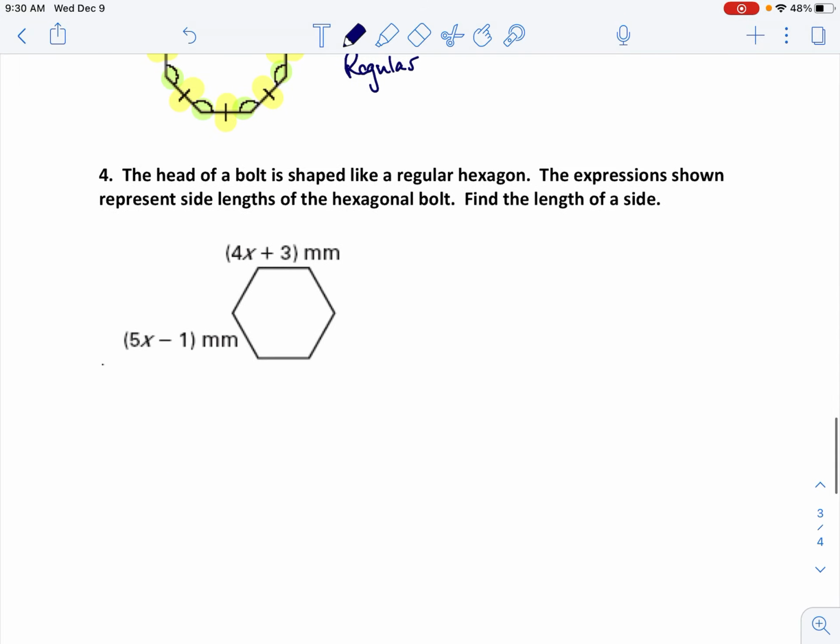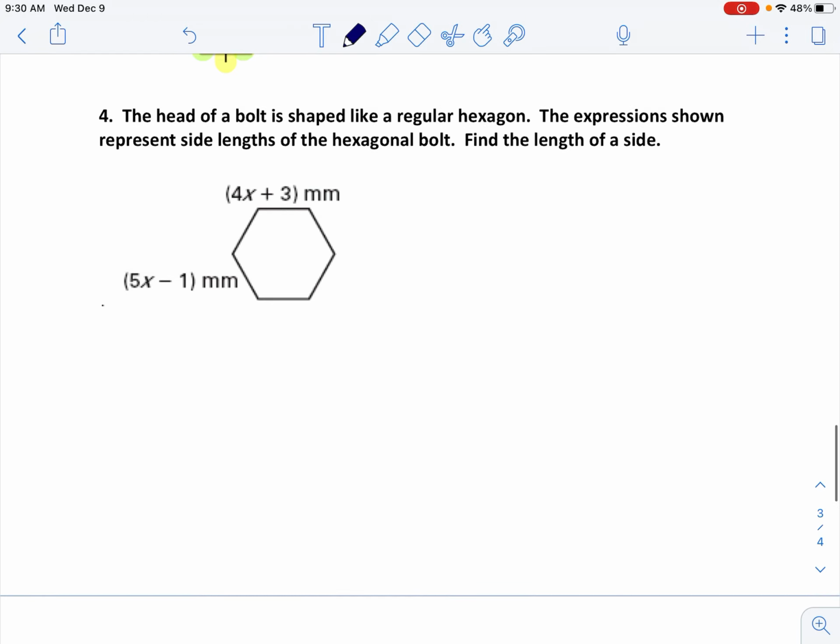And then our last one here is a little algebraic problem. The head of a bolt is shaped like a regular hexagon. The big word is regular here. That means all sides and all angles are equal. The expressions shown represent the side lengths of the hexagonal bolt. That's a hard word. Find the length of a side, so just one side. Well, looking here, again, I know if it's regular, all the sides and all the angles are equal.